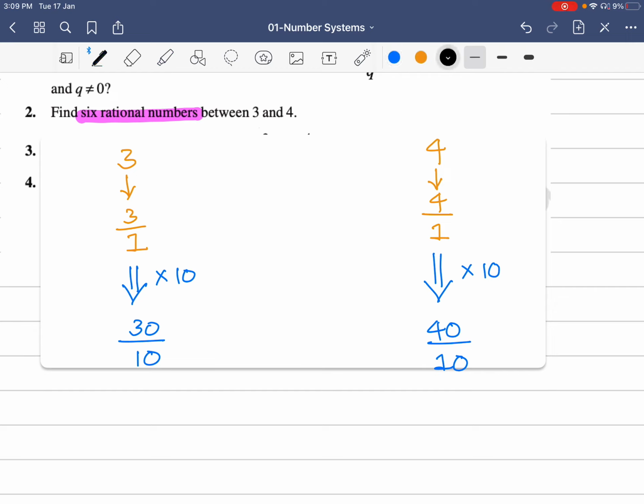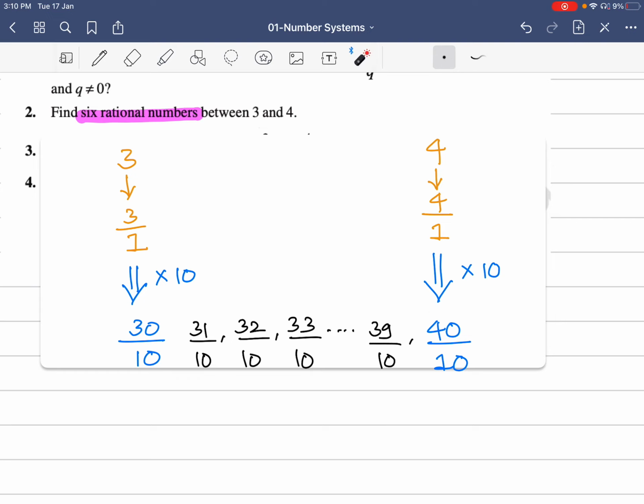Now, as we can clearly see, between 30 by 10 and 40 by 10, we have a host of rational numbers. So I'm going to just start noting them down. First we have 31 divided by 10, followed by 32 divided by 10, then 33 divided by 10, and so on up to 39 divided by 10, and finally we have 40 divided by 10. So between these two rational numbers, 30 by 10 and 40 by 10, we have a lot of other rational numbers in between.